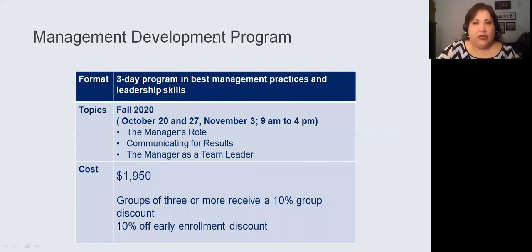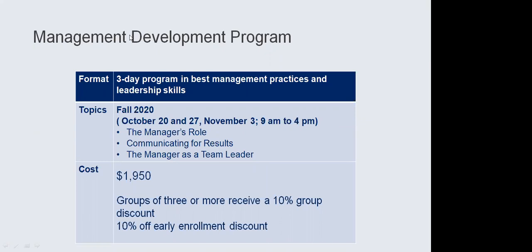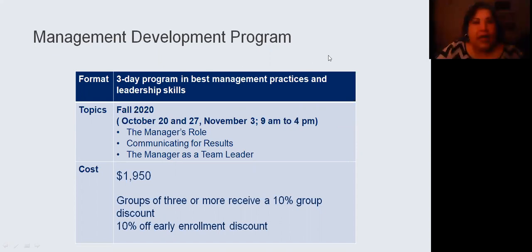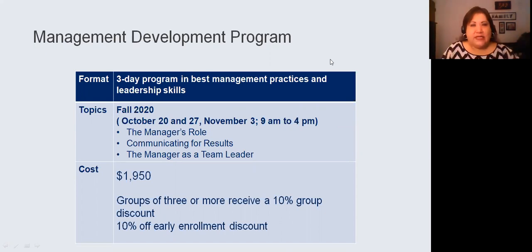So here are some logistics regarding this program. Again, it's a 3 full-day program, October 20th, 27th, and November 3rd, from 9 a.m. to 4 p.m. The cost is $19.50. Again, you can get a 10% early enrollment discount, or if you have more than 3 people, you can get the 10% group discount. Any questions? I can also email this pricing. I will attach it to the email that I send the recording out with as well.